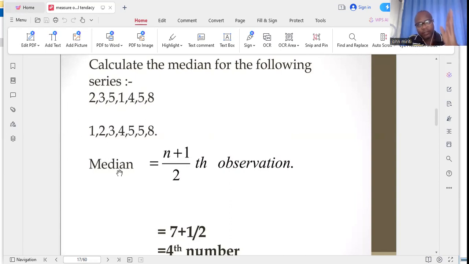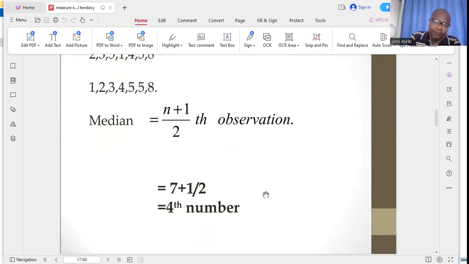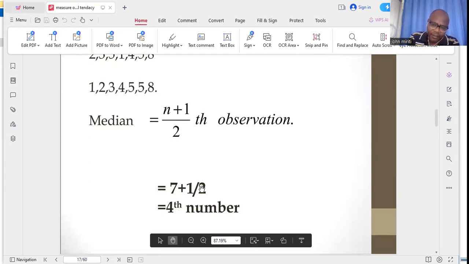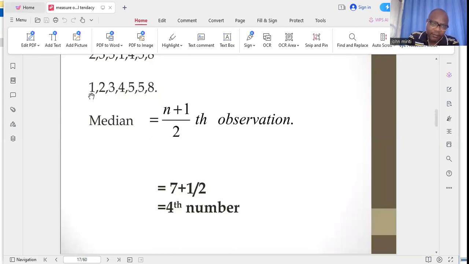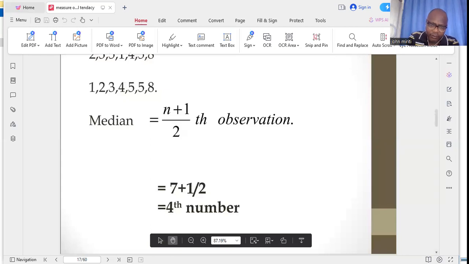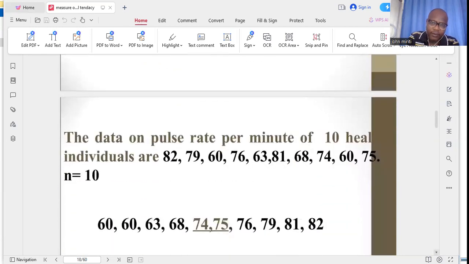So when you have to calculate the median, you see the total is 7 plus 1 divided by 2. So what do you get? The fourth. And the fourth number is the observation. So you come here and see that the fourth is 1, 2, 3, the fourth. So this is the point where the observation is. That is the observation. Now that is good.